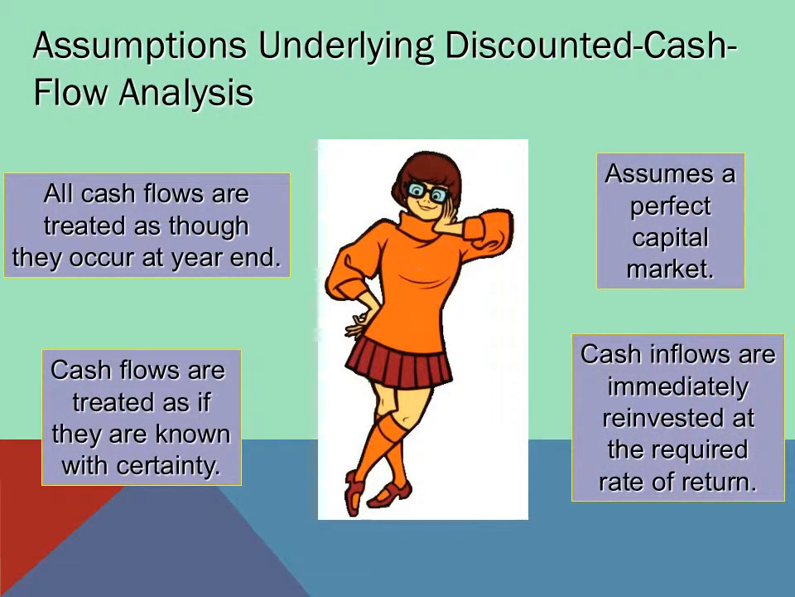Assumptions are made in discounted cash flow analysis. In both NPV and IRR, all cash flows are treated as though they occur at year-end, cash flows are treated as if they are known with certainty, and each cash flow is immediately reinvested at the required rate of return, and the discounted cash flow analysis assumes a perfect capital market.